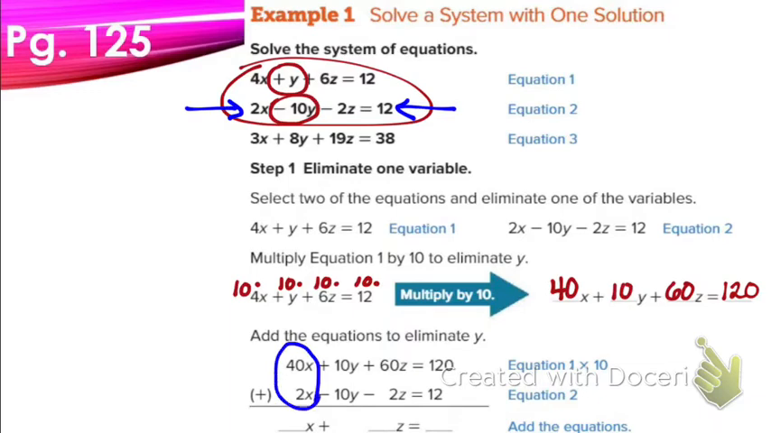What happens when I add 40x and 2x? 42x. 10y and negative 10y? Cancels out. 60z and negative 2z? 58z. And 120 and 12? 132. 120 and 12. Oh, I thought it was a negative 12. Nope, we're adding. Adding those two together.